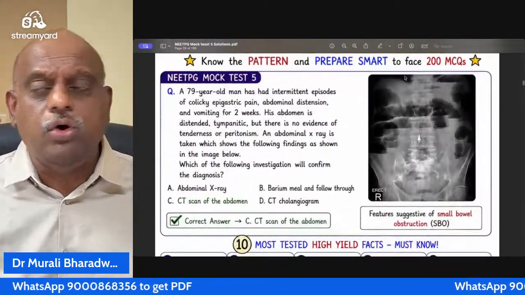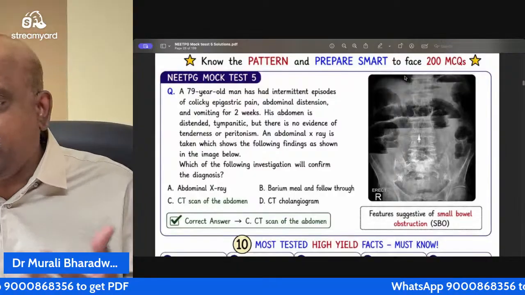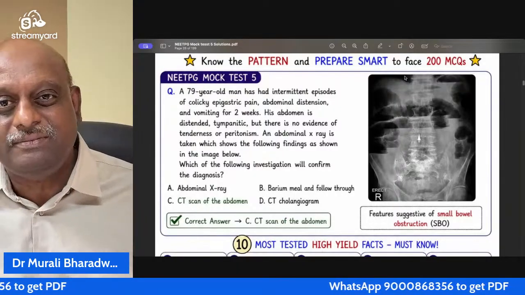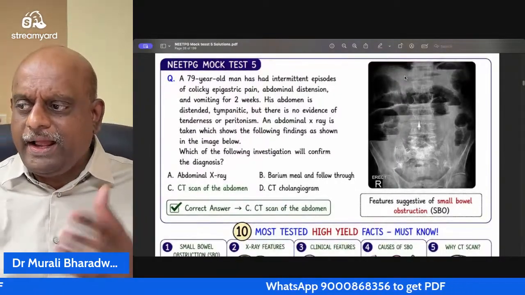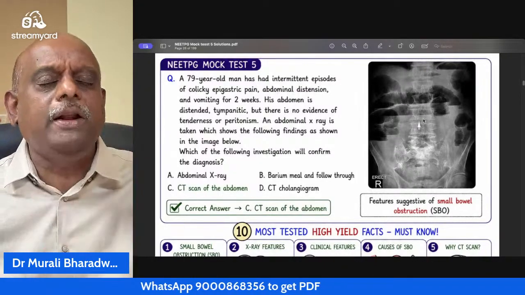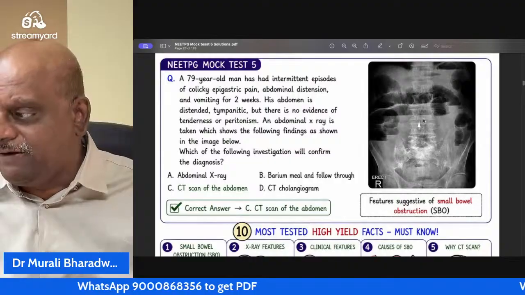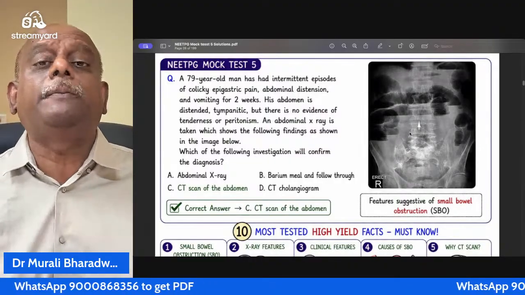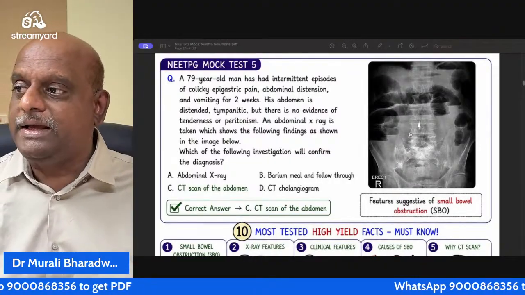A 79-year-old has intermittent episodes of colicky epigastric pain. Abdominal X-ray has been shown. Typically, there are multiple air fluid levels, which is a characteristic feature of small bowel obstruction, which is what you need to basically remember.